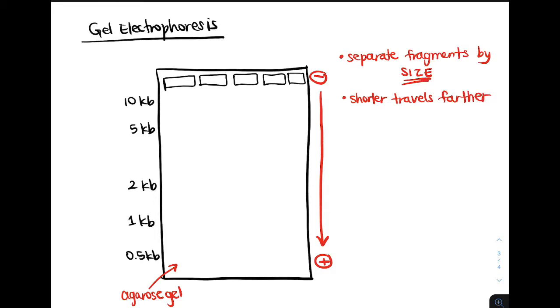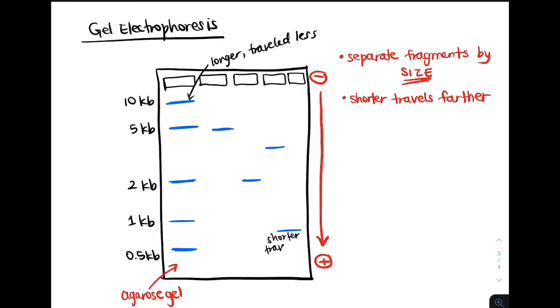We can stain our DNA fragments to see them on the gel like this. It's clear that the longer the DNA fragment, the less it will travel, so it will be closer to the negatively charged side, while the shorter the fragment, the farther it will travel.